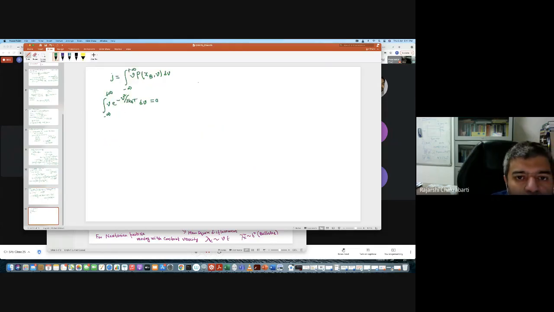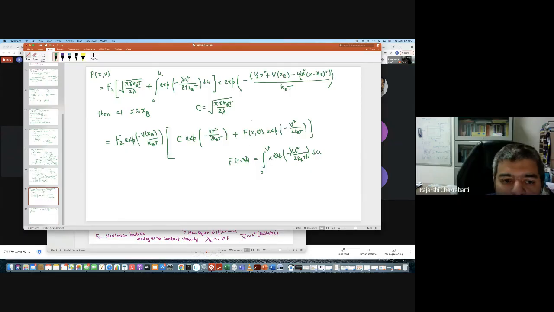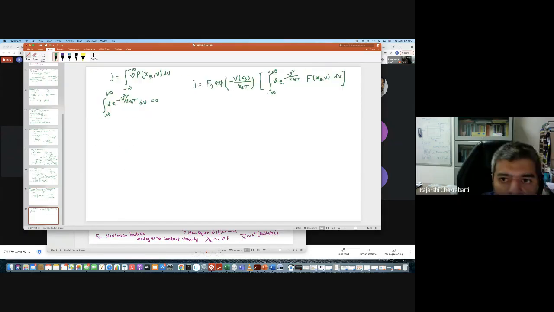So what I'm going to get, if I write j, will have f2 exponential of minus v of xp by kbt, integration v e to the power of minus v square by 2 kbt f of xp comma v dv. This is what you have. Let's look at it. Because this part is 0, you'll have only this part multiplied with this part and integrated over v after multiplying with v. Okay? Is this clear to all of you?